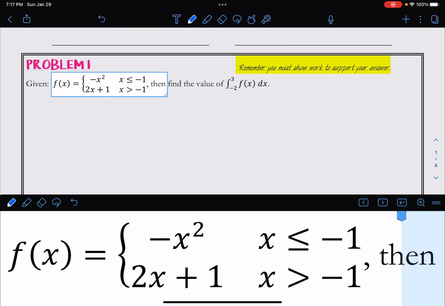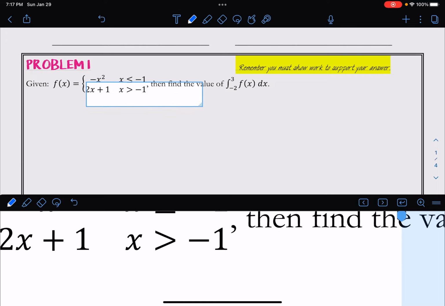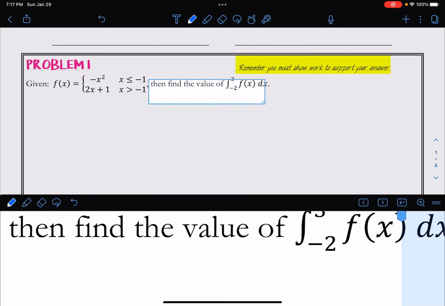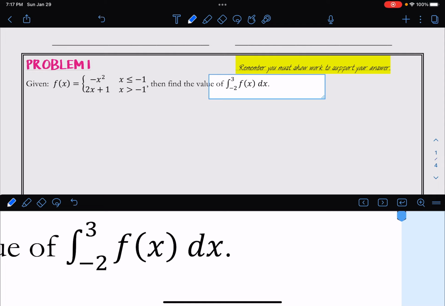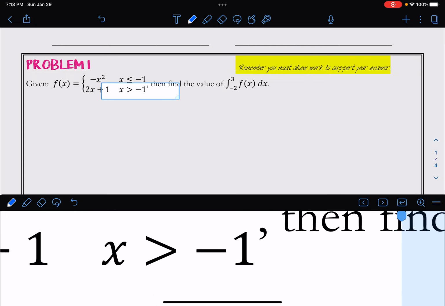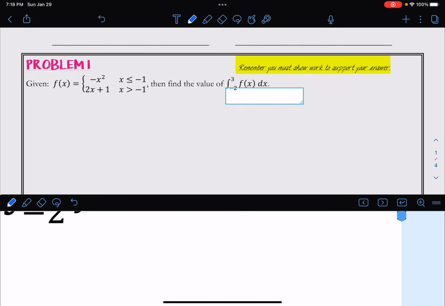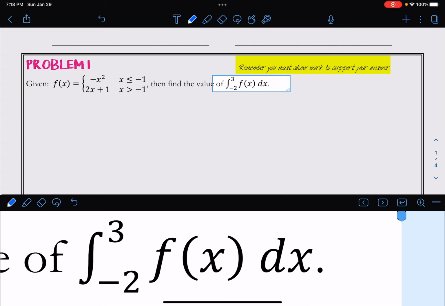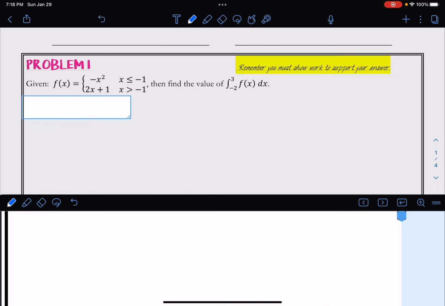So negative x squared when x is less than or equal to negative 1, 2x plus 1 when x is greater than negative 1, and we're trying to find the value of this integral from negative 2 to 3 of f of x dx. Basically, with this piecewise function, we're just going to break it up into two integrals, right? The piecewise function breaks off at negative 1, which is in between our lower and upper limits of integration, and so we can go ahead and break it up there.